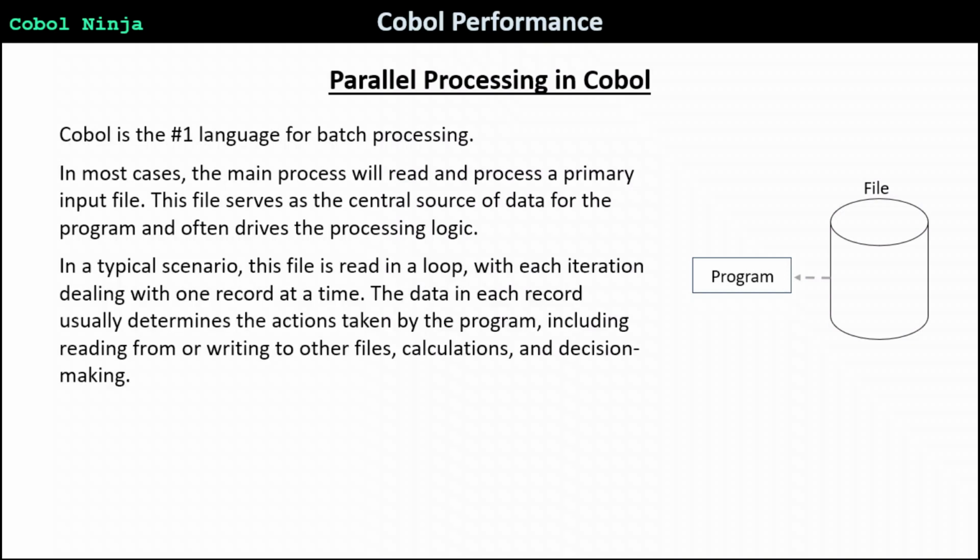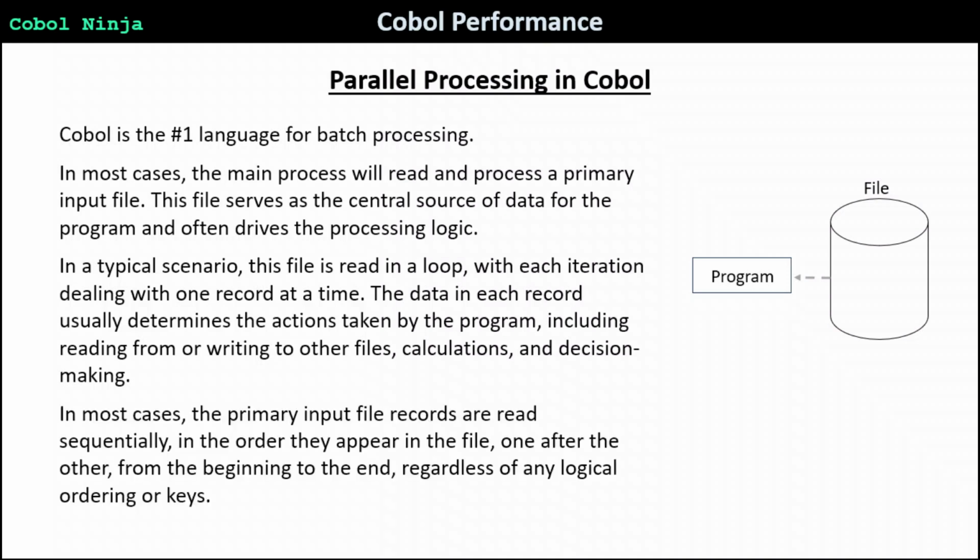In a typical scenario, this file is read in a loop, with each iteration dealing with one record at a time. The data in each record usually determines the actions taken by the program, including reading from or writing to other files, calculations, and decision-making. In most cases, the primary input file records are read sequentially in the order they appear in the file, one after the other, from the beginning to the end, regardless of any logical ordering or keys.